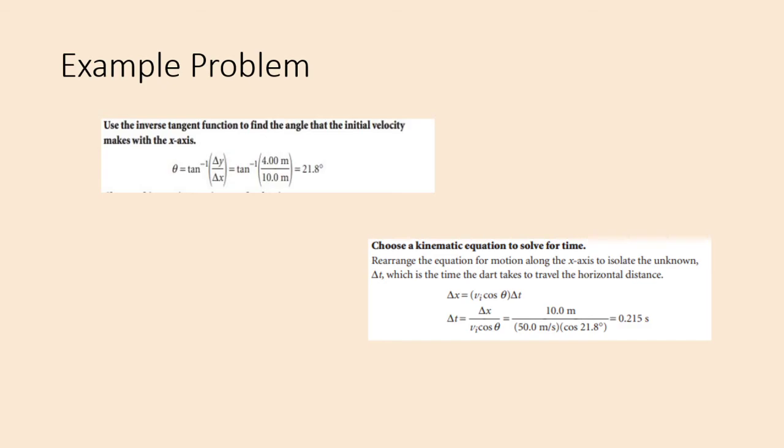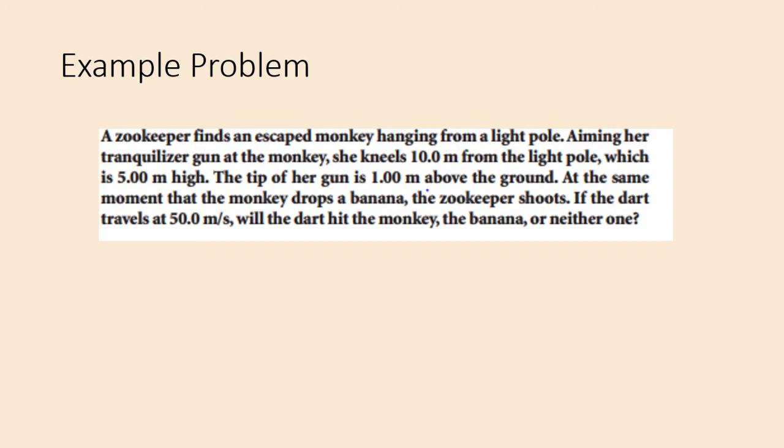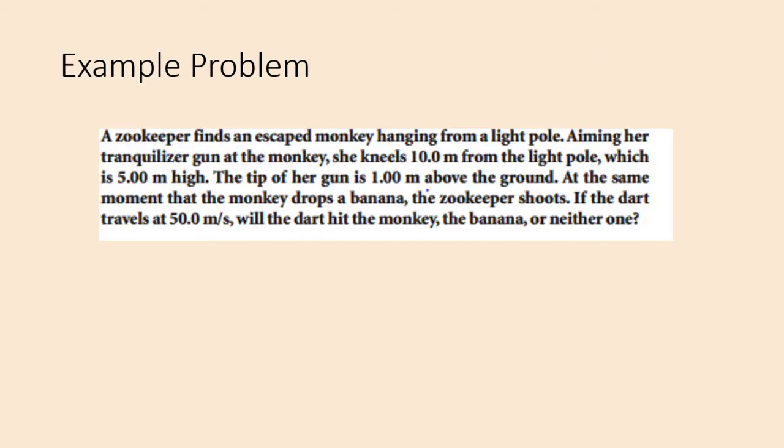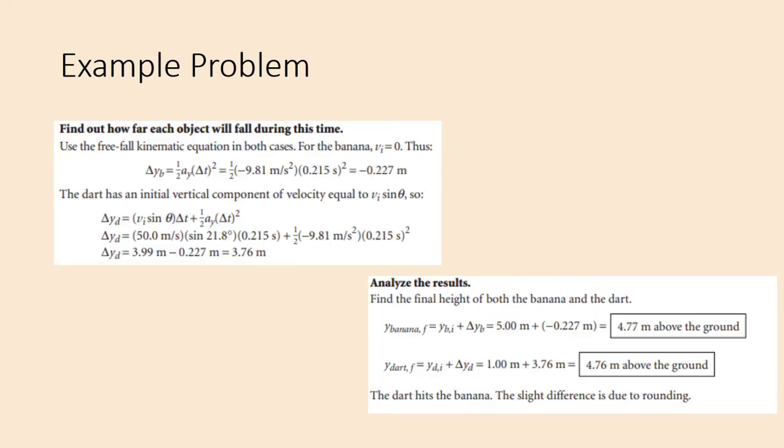If we take a rough look at what we know, the dart's traveling 50 meters per second, and we're 10 meters away. That's roughly 1/5 of a second. So that matches up. From there, we need to figure out how far each object is going to fall during that time, both the banana and the dart. So we're going to use our free fall kinematic equation for both.